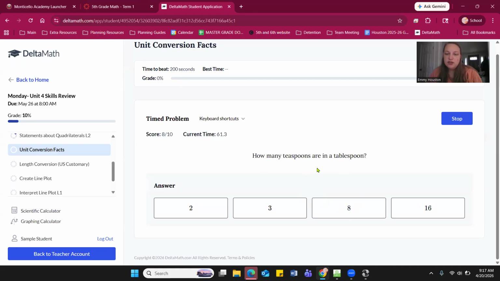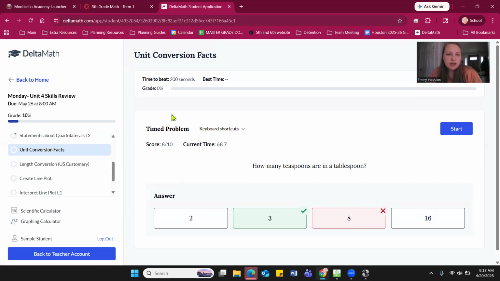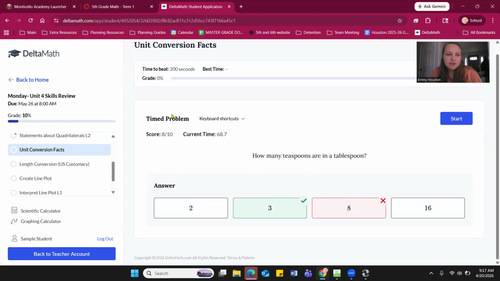1,000. So it's just like practicing this one. This one is the only one that I don't know off the top of my head. Teaspoons are in a tablespoon. Let's see together. It's 3. There you go. I gave you an answer. It's 3. But you just have to get, I believe, 10 of them to reach mastery for this one in 200 seconds.